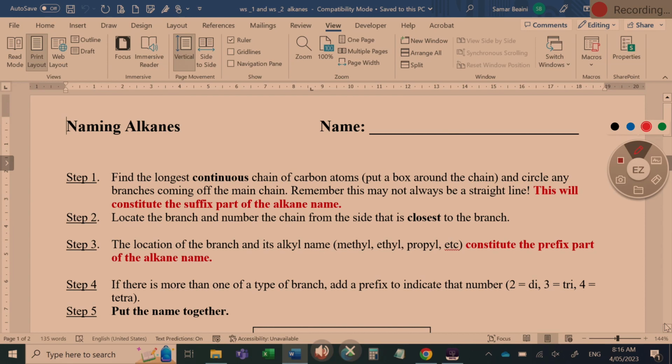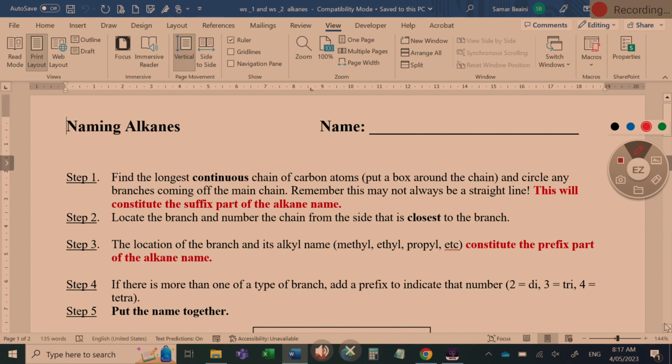Then what do I do? I look at the side chain. The easiest way to see the side chain is to box the longest chain. Anything coming off that's not a hydrogen is a side chain, or a branch. It means the same thing. So the longest chain is what part of the name? The suffix, the ending. The prefix is all to do with the side chain that you have.